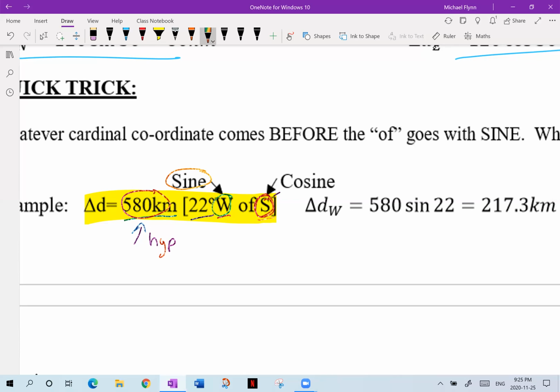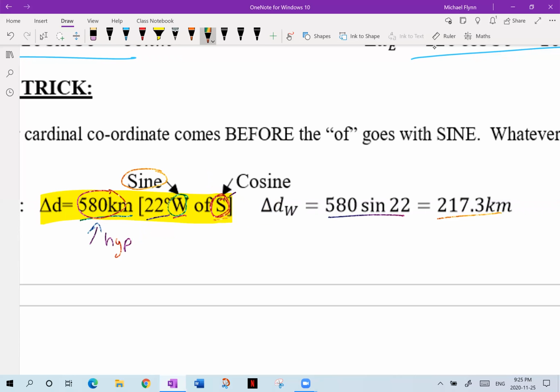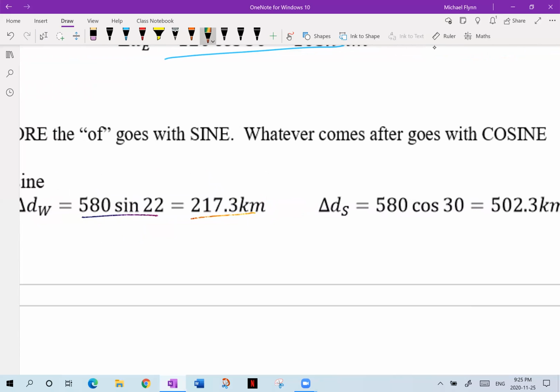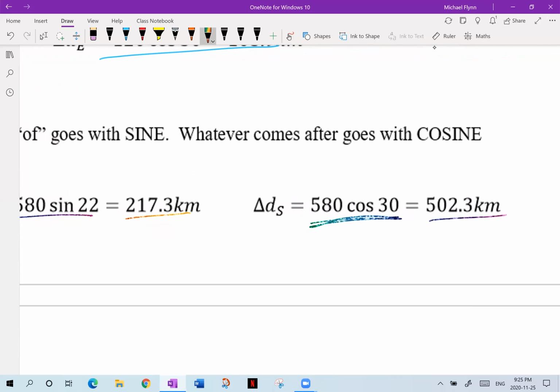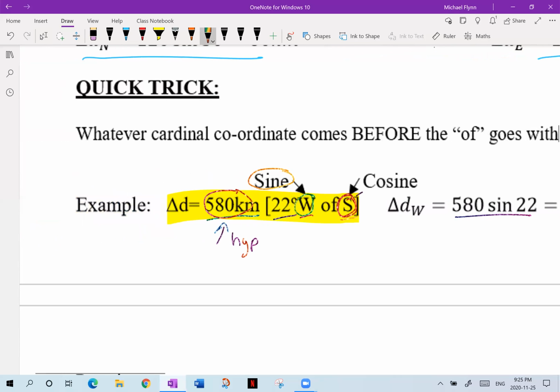And so in order to find the west component, I know I don't want to draw the picture. It's going to be 580 times the sine of 22, which is 217.3 kilometers. To get the south component, it's going to be 580 times cos of 22, which is 502.3 kilometers. And there you go. I've broken my vector up into two components without even drawing a picture. That's what you want to do. You want to avoid constantly drawing pictures, because otherwise you're wasting time. Once you've convinced yourself you understand what components are, then don't draw pictures. Just use sine and cos if you're asked for the two components.